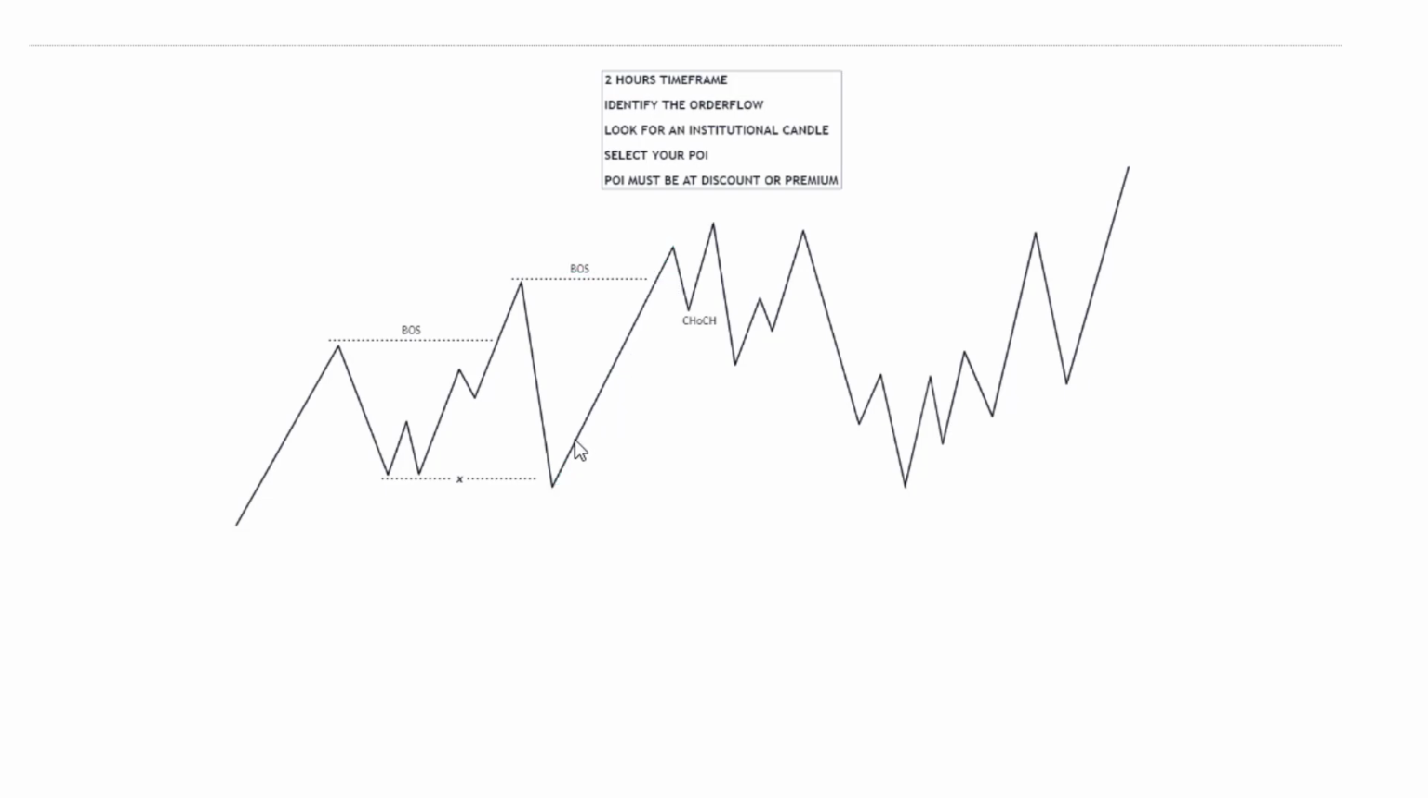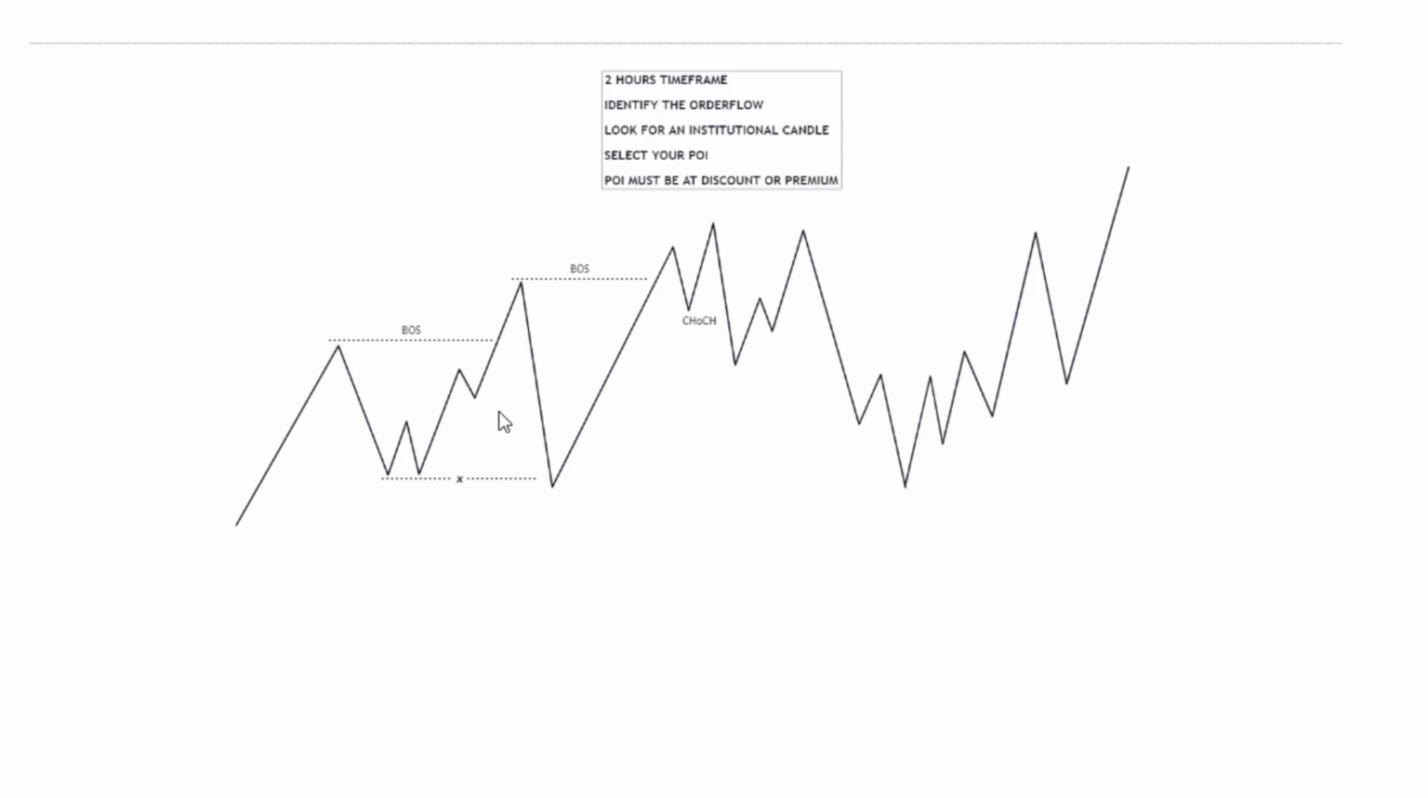Another thing you should note is that an institutional candle should have a fair value gap. It should leave a fair value gap that needs to be filled at some point. Then, when you identify an institutional candle that breaks structure and has a fair value gap, you should select your point of interest, which you'll be trading from. So go ahead and select your point of interest.